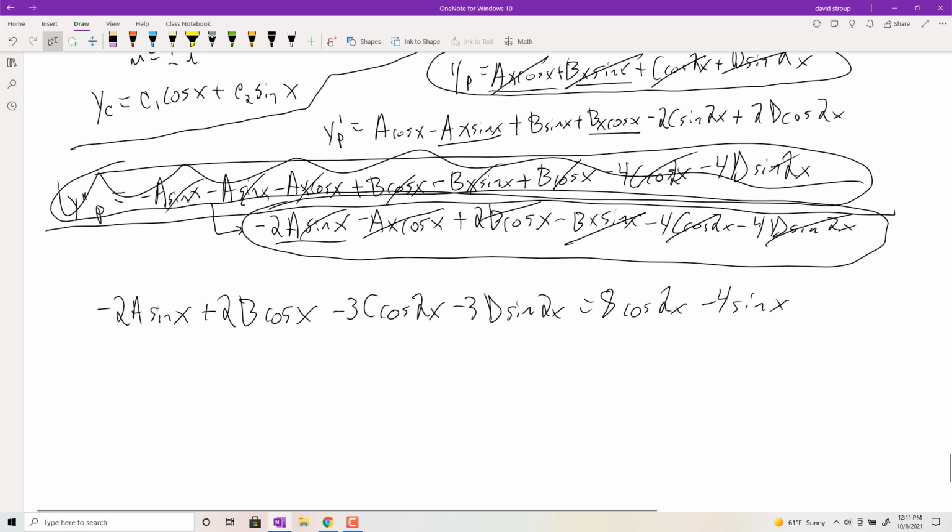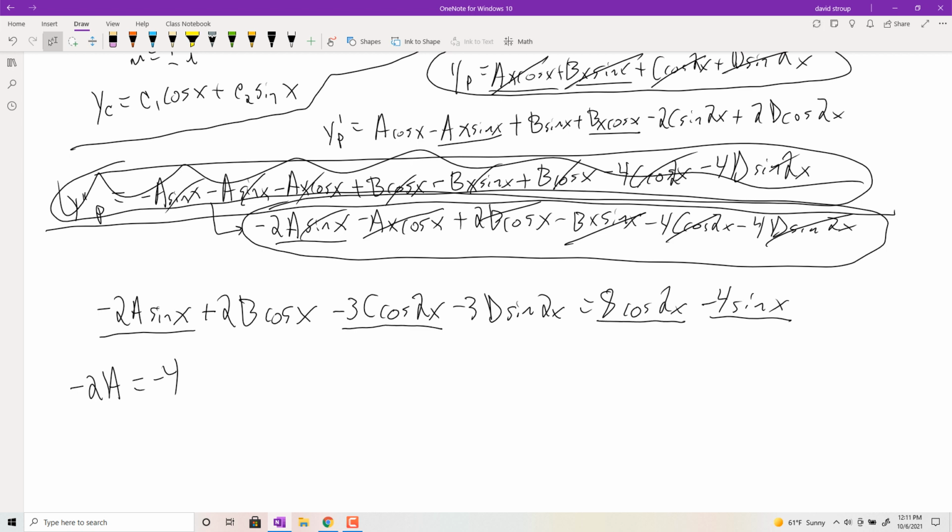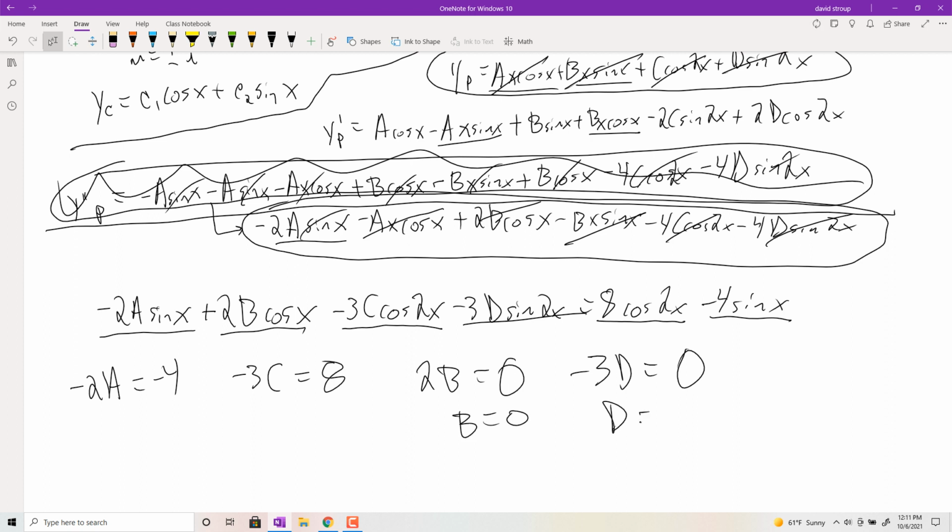So for the sine x on this side, where is my sine x over here? I'll have negative 2a equals negative 4. For the cosine 2x, I'll have negative 3c equals 8, and then 2b will equal 0 because there's no cosine x on the other side, and negative 3d will equal 0 because there's no sine 2x on the other side. Okay, so b is 0 and d is 0. Okay, a is going to be 2, c is going to be 8/3.